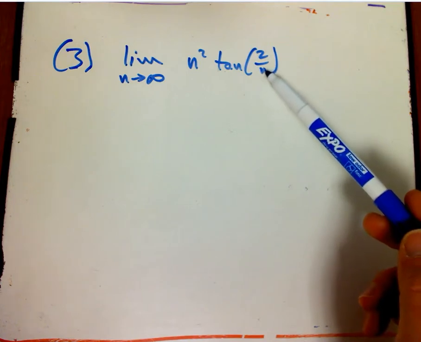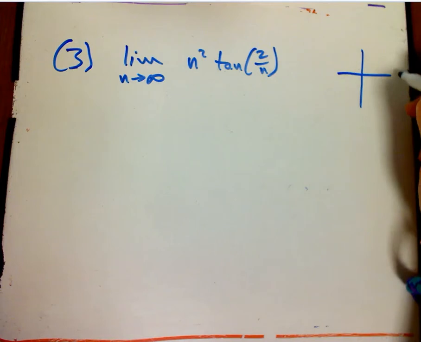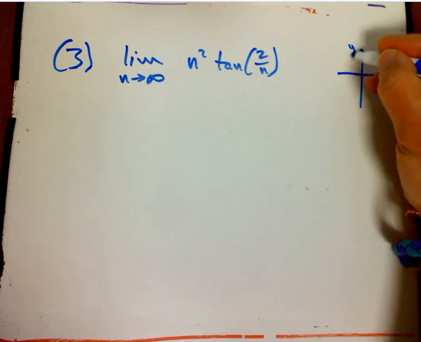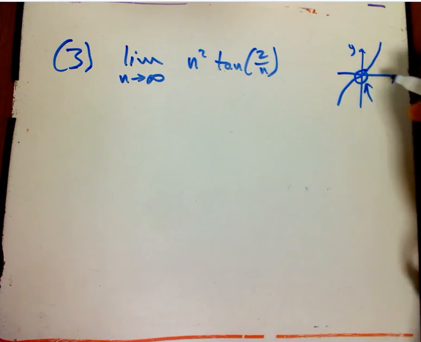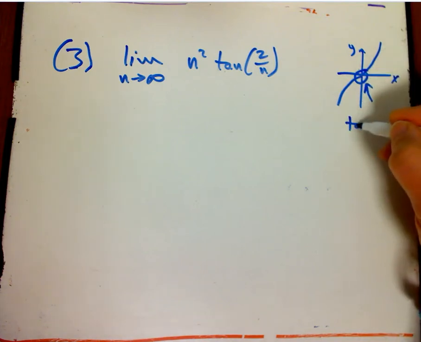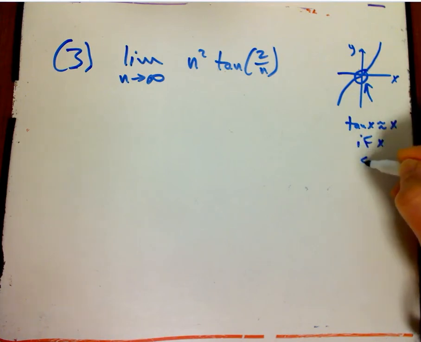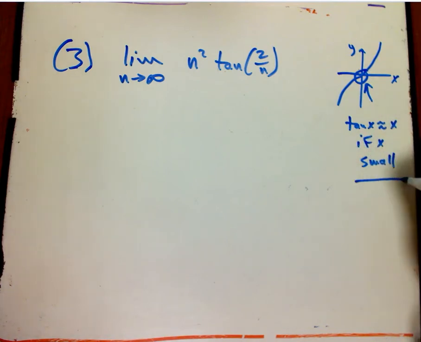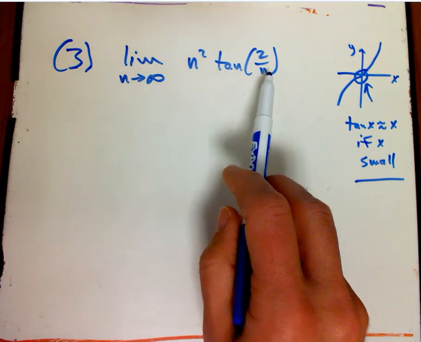When n is really big, 2 over n is really small. So if we look at just the tangent function, one of the things we know about that is that tangent of x is approximately x if x is small. This is a great example of using linear approximations. So this is going to be really close to 2 over n.